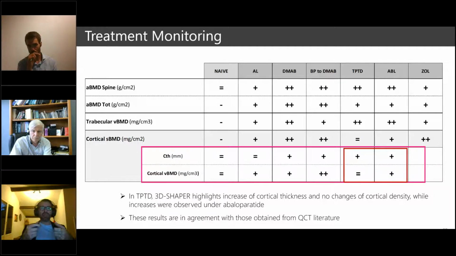Under teriparatide, we have observed more or less no changes in terms of surface BMD, and this is linked to an increase of the thickness concomitant with no changes or a small increase of the cortical volumetric density. While under abaloparatide, this increase is linked to both an increase of density and thickness. And these results are in line with those you can have in the QCT literature.